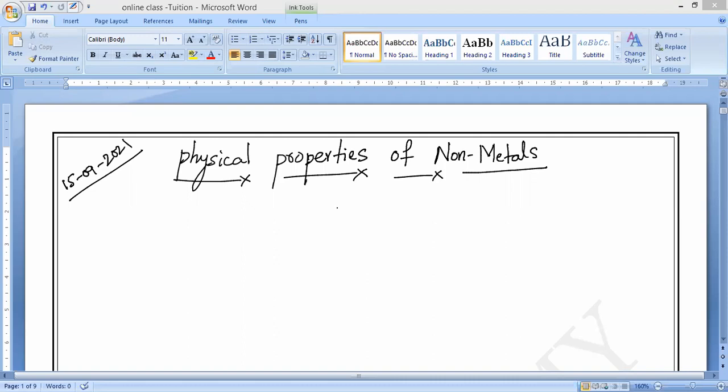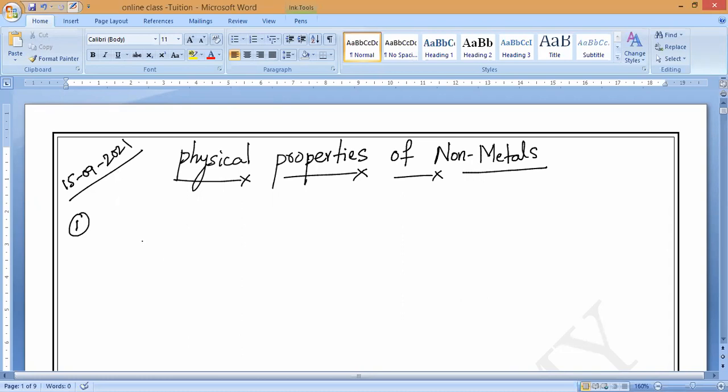So now let us see, the physical properties of non-metals are exactly opposite to the physical properties of something. What is that, guys? Sumaira? Physical properties of metals. As we know, they are opposite to the physical properties of metals. Then the first physical property of non-metals is they are neither malleable nor ductile.